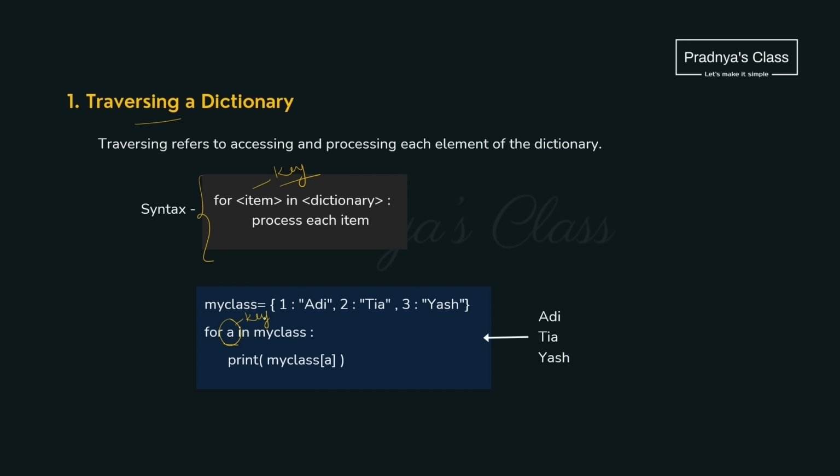But if you want to print the value of the corresponding key, then you will be writing the dictionary name followed by the key name in the square bracket. Here is the output. These are the values.